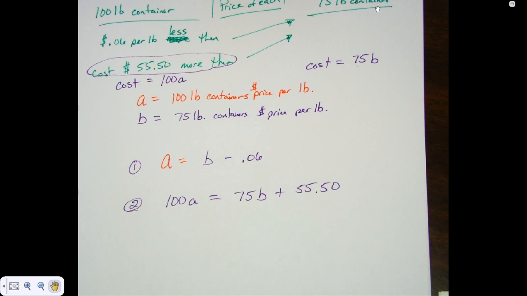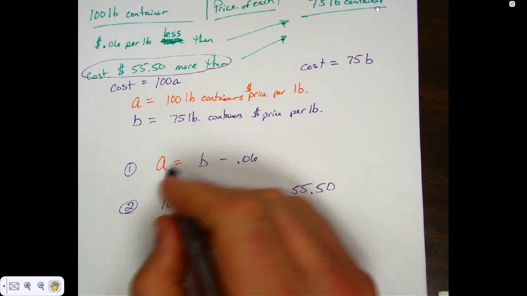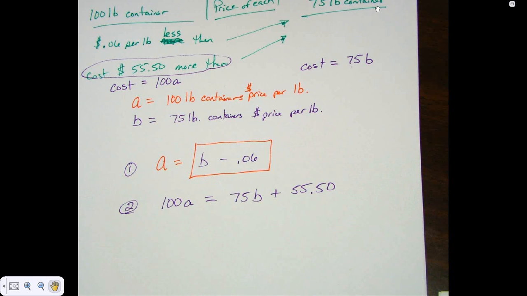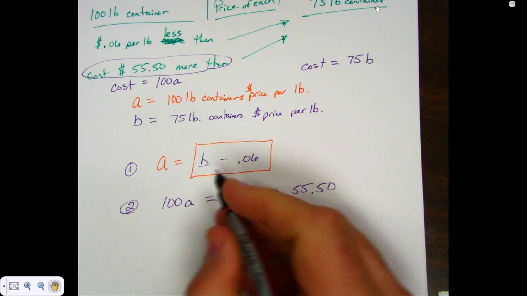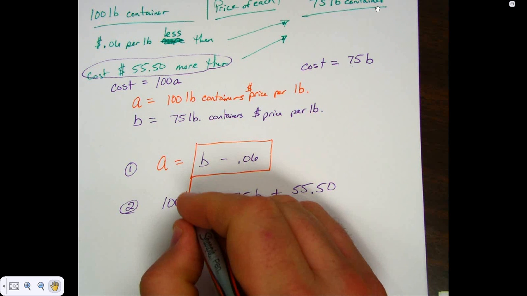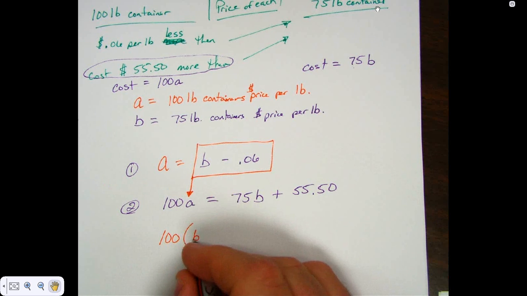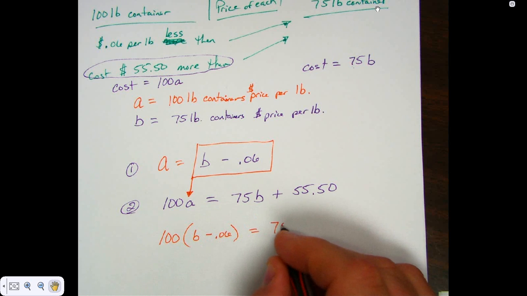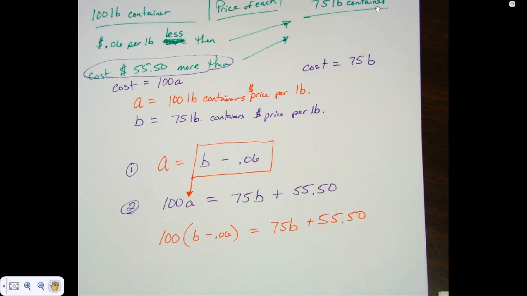Now, how am I going to solve this? Well, I already have this solved for A, don't I? What is A the same thing as? Whatever's on the other side of that equal sign. A is the same thing as B minus 0.06, right? So if I substitute this back into this equation for A, I'll have 100 times, now what am I going to put instead of A? B minus 0.06, equals 75B plus 55.50. Now why does that help me?